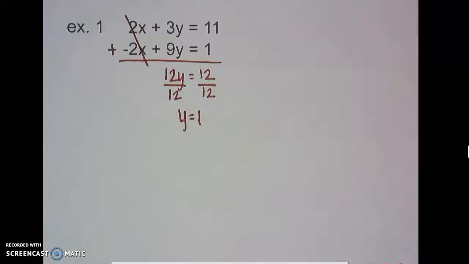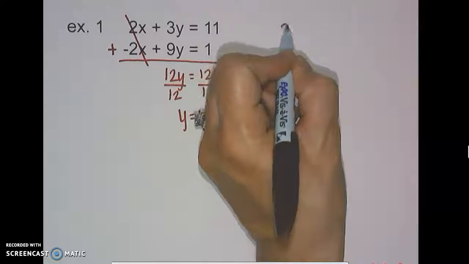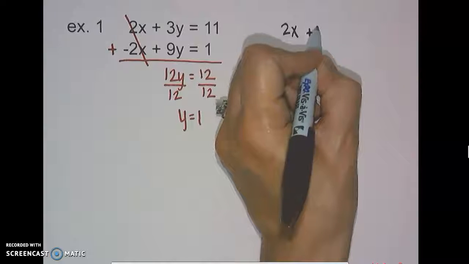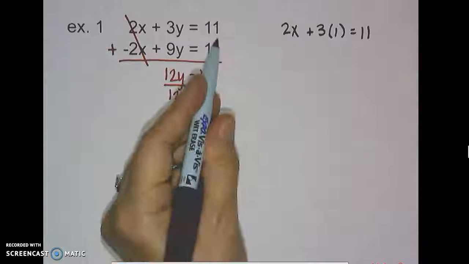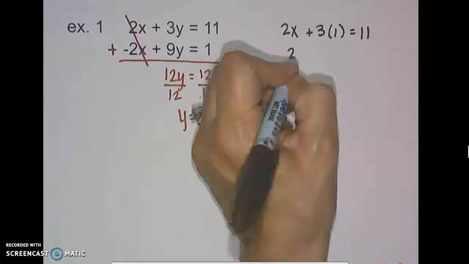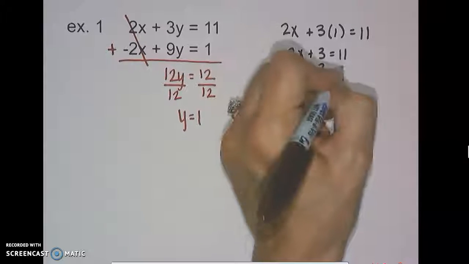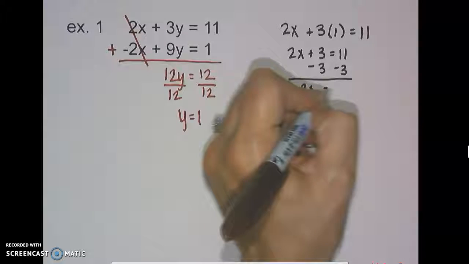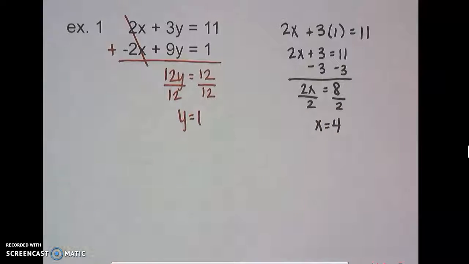Now that we have what y equals, just like we did in substitution, we're going to plug this back into one of the original equations. You can either choose the top or the bottom equation. I'm going to choose the top. So we have 2x plus 3, since we got y to equal 1 in our work, and that's going to equal 11. This means that 2x plus 3 would equal 11. Then we solve our two-step equation by subtracting 3 and dividing by 2, and getting x equals 4.